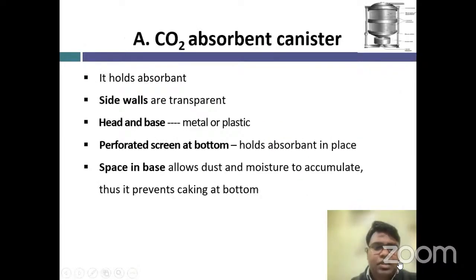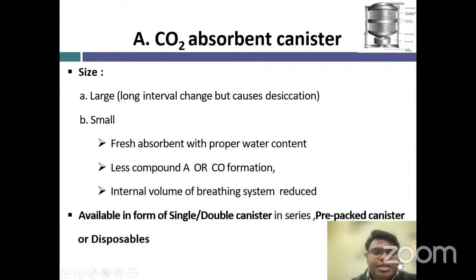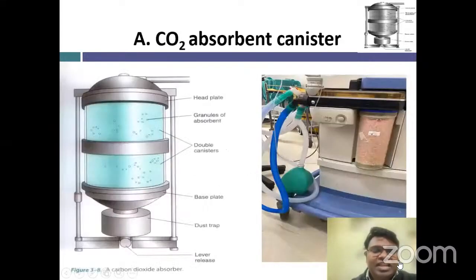Coming to the canister, it holds absorbent, side walls are transparent, heads and base are made up of metal and plastic. A perforated screen at the bottom holds absorbent in place. Space in the base allows dust and moisture to accumulate and thus it prevents caking at the bottom. Sizes may be large and small and are available in the form of single or double canister in series and are available in disposable or pre-packed canister form.